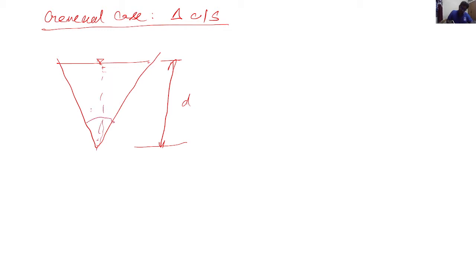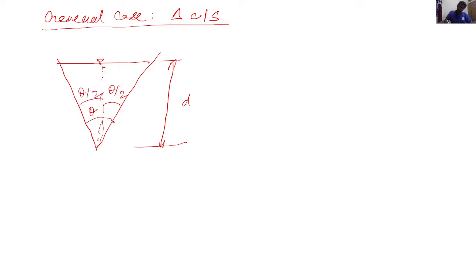So this triangular cross section will look like this. This is the free surface level. Let us suppose the depth of the flow is again d, small d, right? And let us suppose the angle subtended by the notch happens to be theta. So this would be theta by 2, very easy to understand, and this would again be theta by 2.